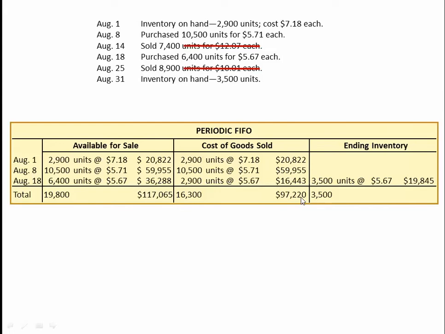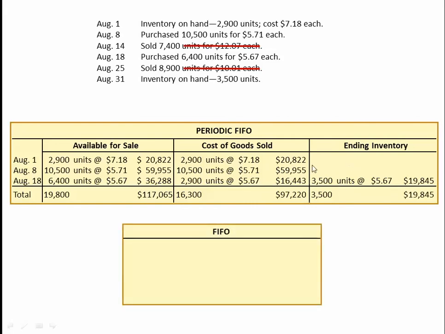97,220. And honestly, we can actually calculate this since we already have the available for sale and the cost of goods sold. Once you have two, you subtract this from that, and you'll get this. And if we did ending inventory first, we can subtract the ending inventory from the available for sale to get cost of goods sold. But we can go through these anyway.